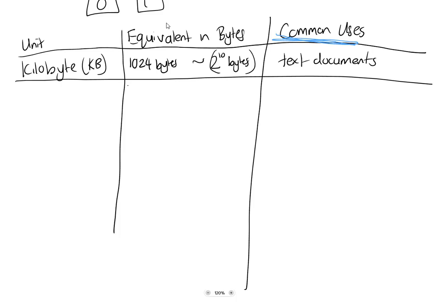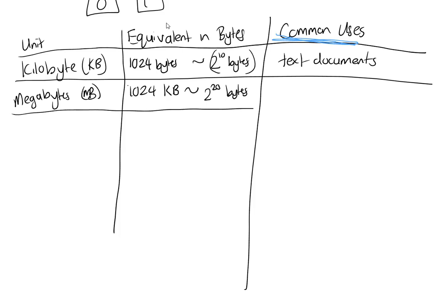Then we have a bigger abstraction called megabytes. This is often referred to as MB. Here we have about 1024 kilobytes, or approximately 2 to the power of 20 bytes. When we talk about megabytes, we often talk about images. These we usually describe using megabytes, and short videos.